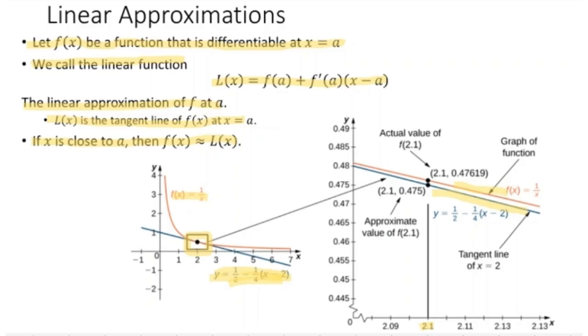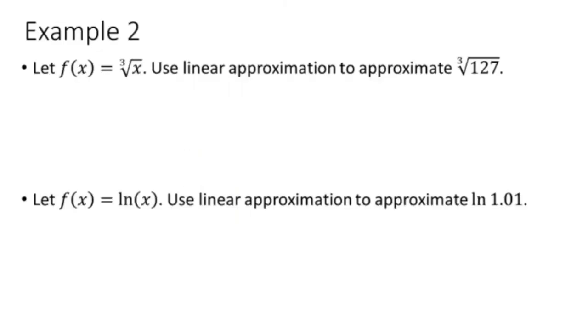Because tangent lines are very close to the curve for values of x that are close to a, we can use tangent lines as a way to approximate our function. And this can be very helpful when trying to evaluate functions at rather difficult inputs. Next, we're going to let f of x equal the cube root of x, and we're going to use linear approximation to approximate the cube root of 127.